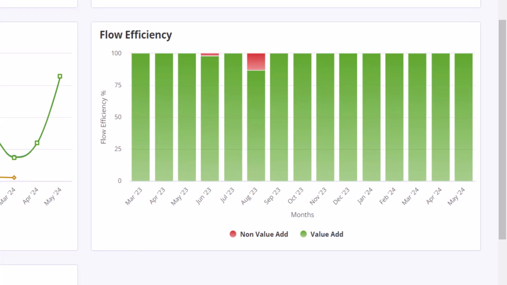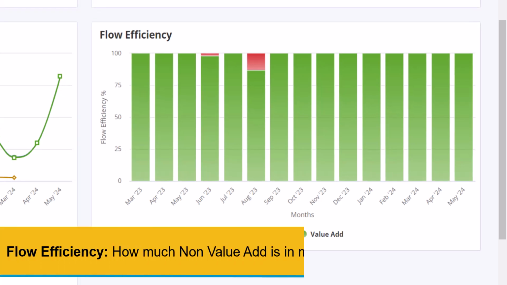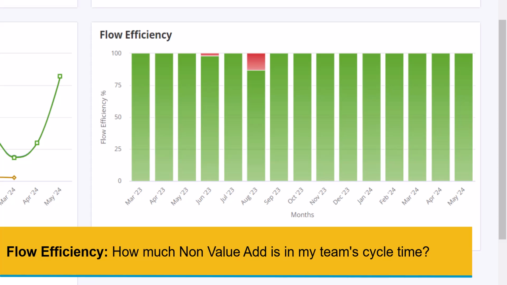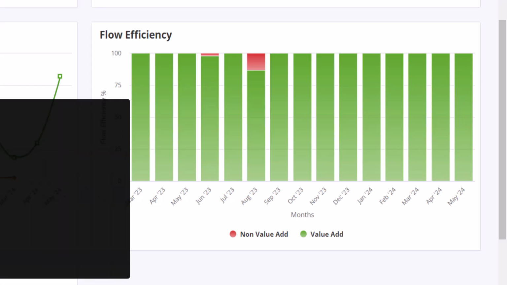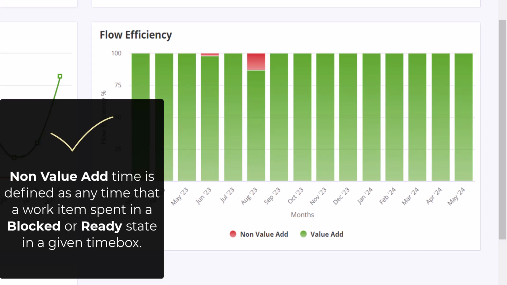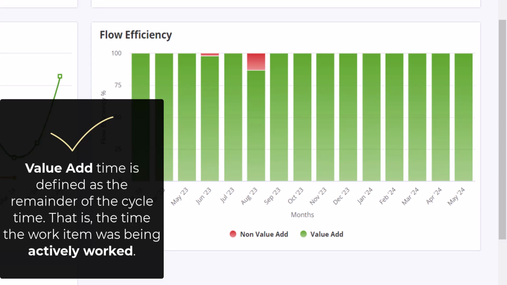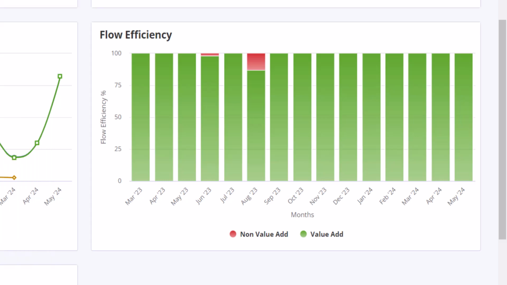The Flow Efficiency chart answers the question, how much non-value add is in my team's cycle time? This chart provides insight into your team's delivery in terms of value add and non-value add time. Non-value add time is defined as any time that a work item spent in a blocked or ready state in a given time box. Value add time is defined as the remainder of the cycle time, that is, the time the work item was being actively worked. The higher the value add percentage, the more efficient your team's process is.